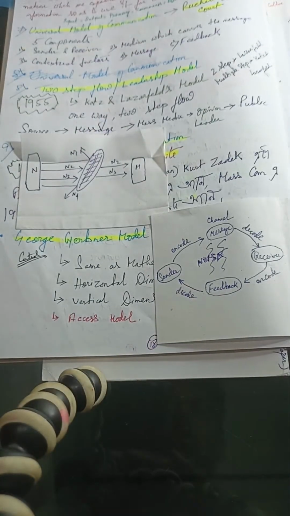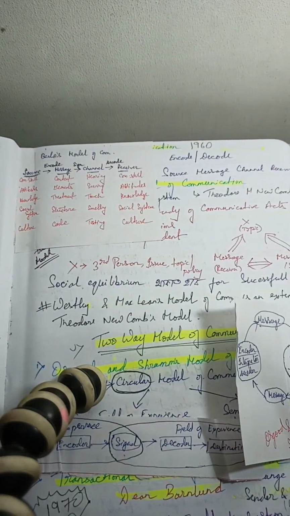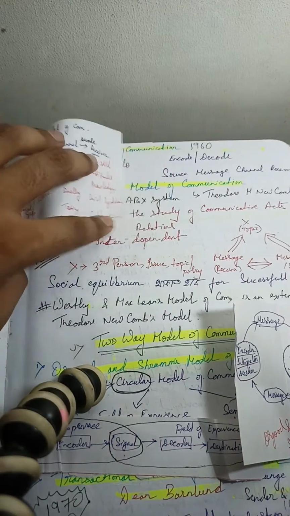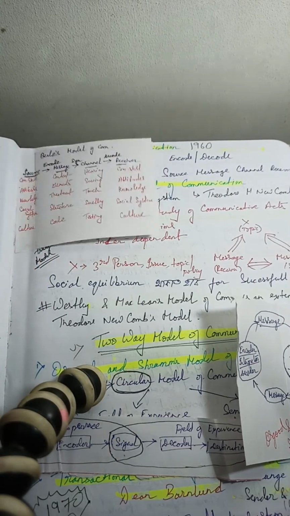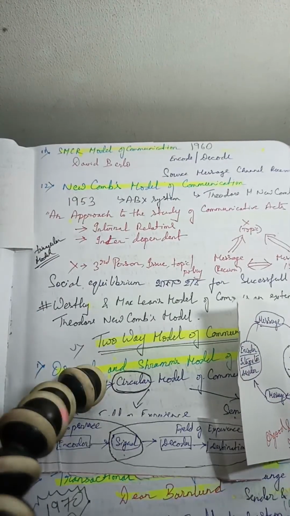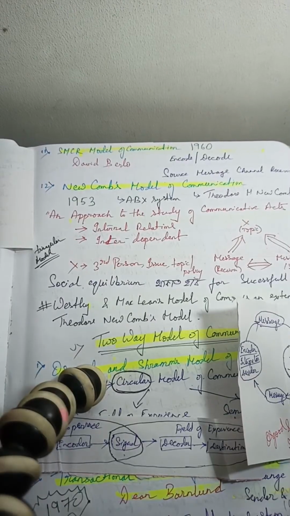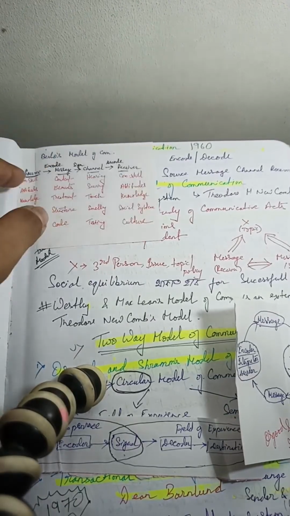SMCR model. What is SMCR? SMCR means the source, the message, the channel, as well as the receiver. Now the source, David Berlo. If we consider the history of this model, we will know that it was proposed in the year 1960 by David Berlo, which is also where encode and decode were introduced for the first time.